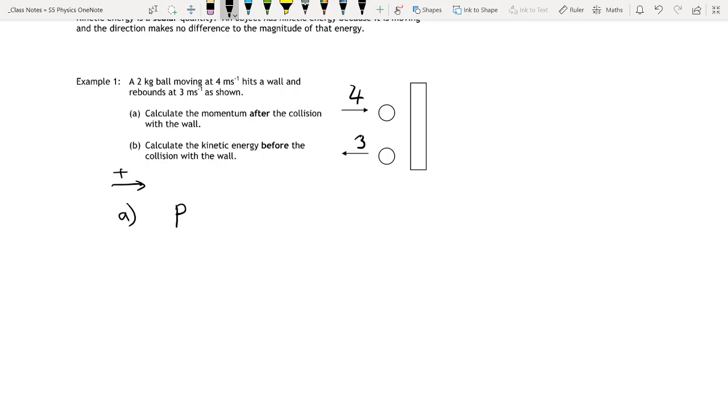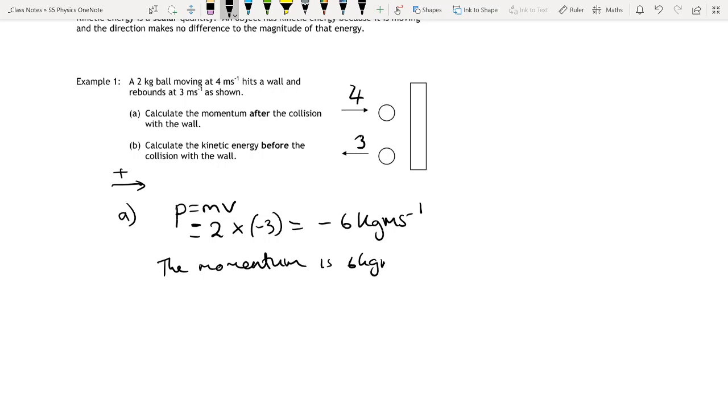So momentum is mass times velocity. The mass is 2 because it's a 2 kilogram ball, and the velocity is going in the opposite direction, so it'll be -3. So yes, correct. It'll be -6 kilogram meters per second. And it's just always nice to finish by writing a sentence to say what that means. So the momentum is 6 kilogram meters per second to the right, or in the opposite direction of the original movement.